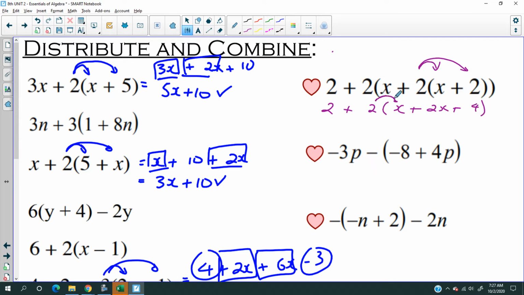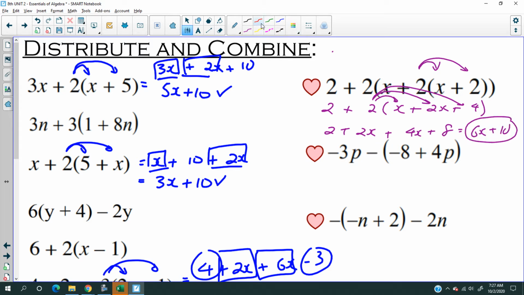Now, this is the next set of parentheses you have to distribute. That's 2, so 2 times x is 2x, plus 2 times 2x is 4x, plus 2 times 4 is 8. Combine like terms, right? So 4x plus 2x, that's 6x, plus 10. Okay, that's how you do this one.